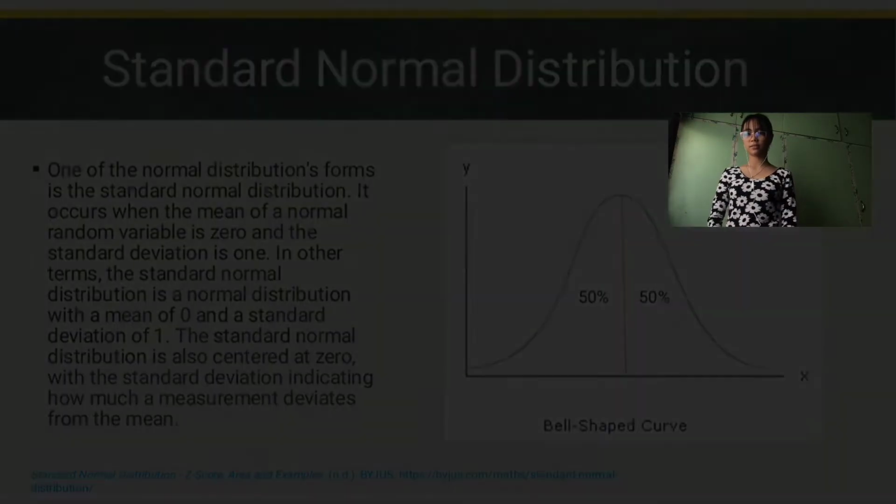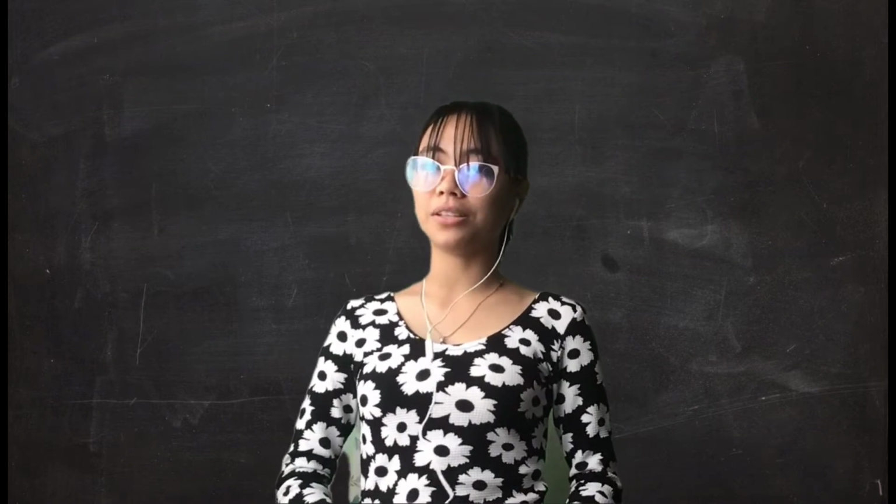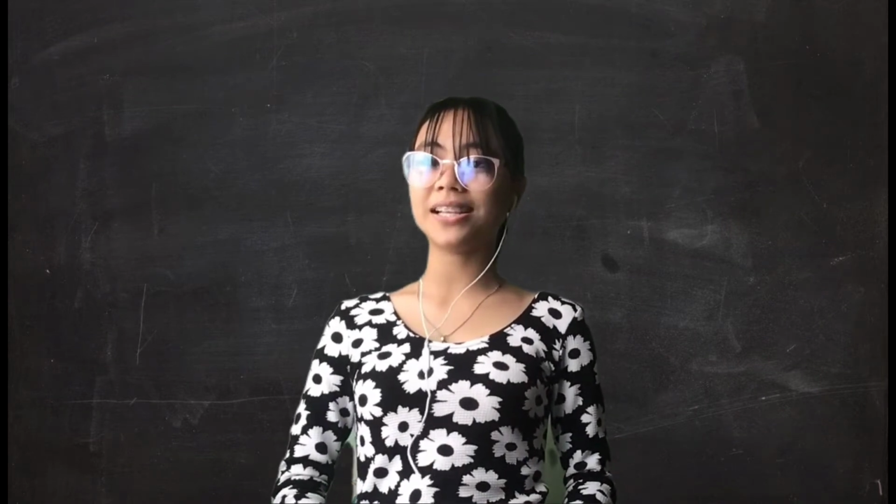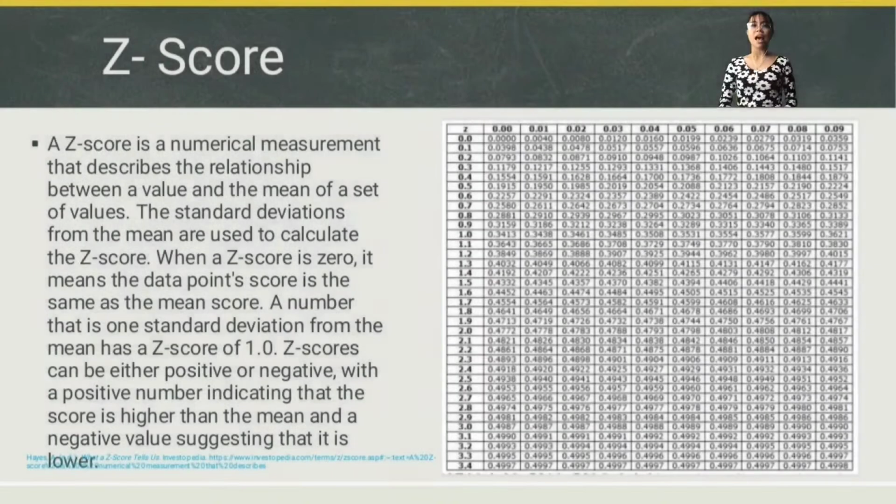deviates from the mean. After talking about what is standard normal distribution, let's define what is z-score that is included in standard normal distribution. A z-score is a numerical measurement that describes the relationship between a value and the mean of a set of values. The standard deviations from the mean are used to calculate the z-score. When a z-score is 0, it means the data point score is the same as the mean score. A number that is one standard deviation from the mean has a z-score of 1.0. Z-scores can be either positive or negative, with a positive number indicating that the score is higher than the mean, and a negative value of z-score suggesting that this is lower.